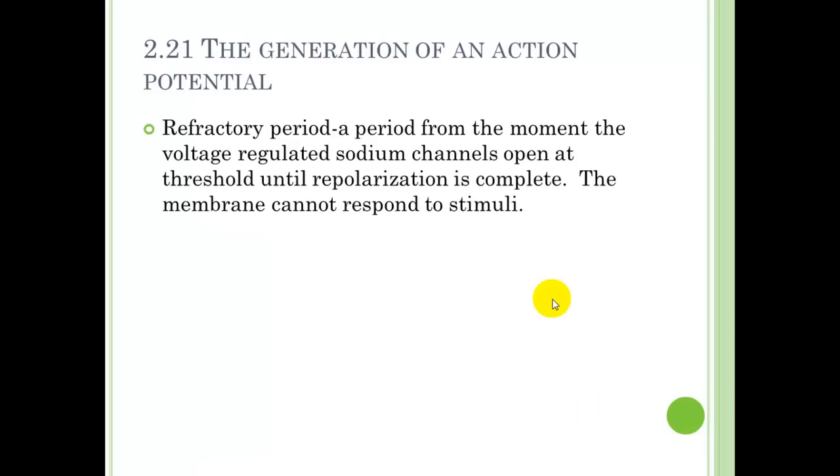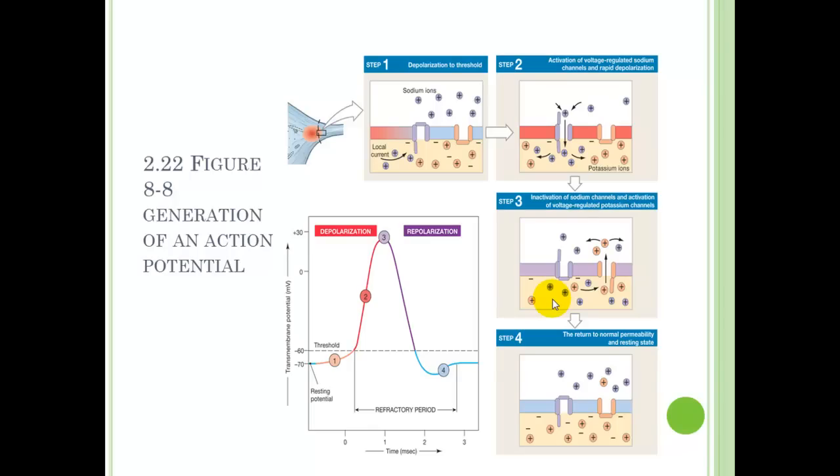The generation of an action potential. We have something called a refractory period, and this is a period from the moment that the voltage regulated sodium channels open at threshold, which is just before all this starts, until repolarization is complete. The membrane cannot respond to a stimulus, and this is considered the refractory period. So this is depolarization, this is figure 8.8, and this is the generation of an action potential.